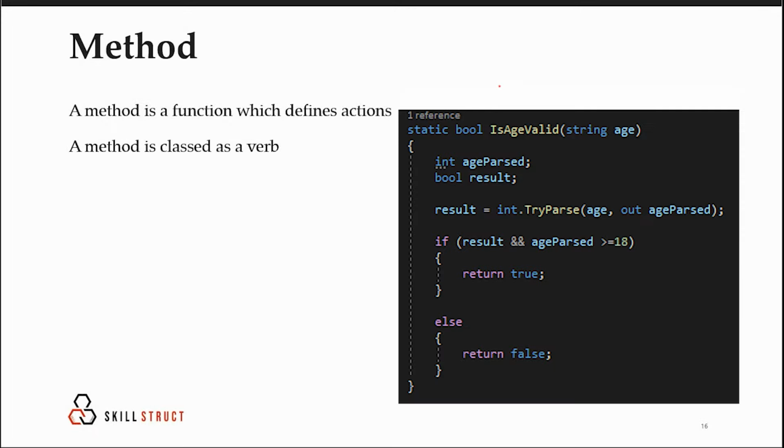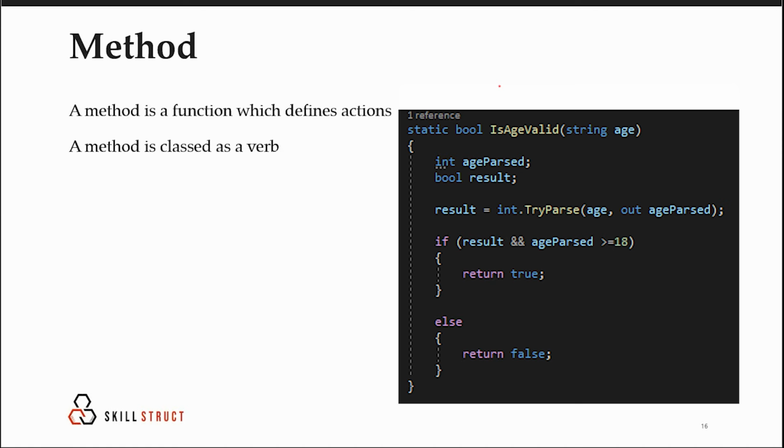All right, so a method is a function which defines actions, and a method is classed as a verb. So taking our example from the SkillStruct University console, that IsAgeValid method is a method because it's doing an action, which is validation. So that's a great example of using a method. So the convention is, as long as you're creating a method that does an operation or an action, that is a fully qualified method. What you don't want to do is mix up nouns and verbs.